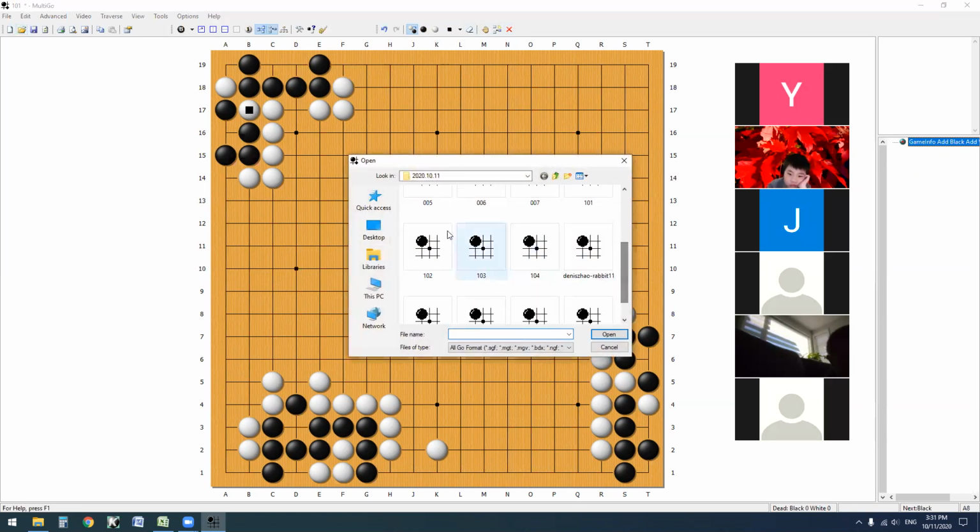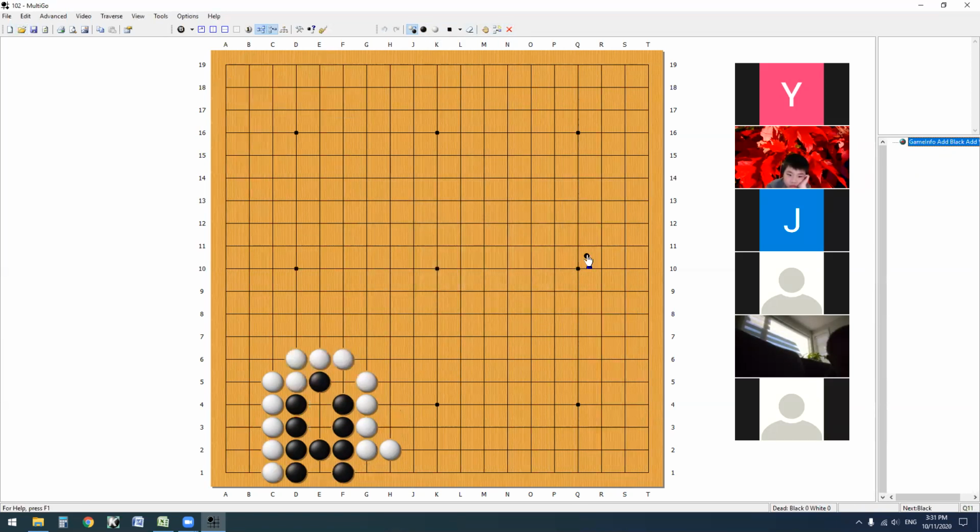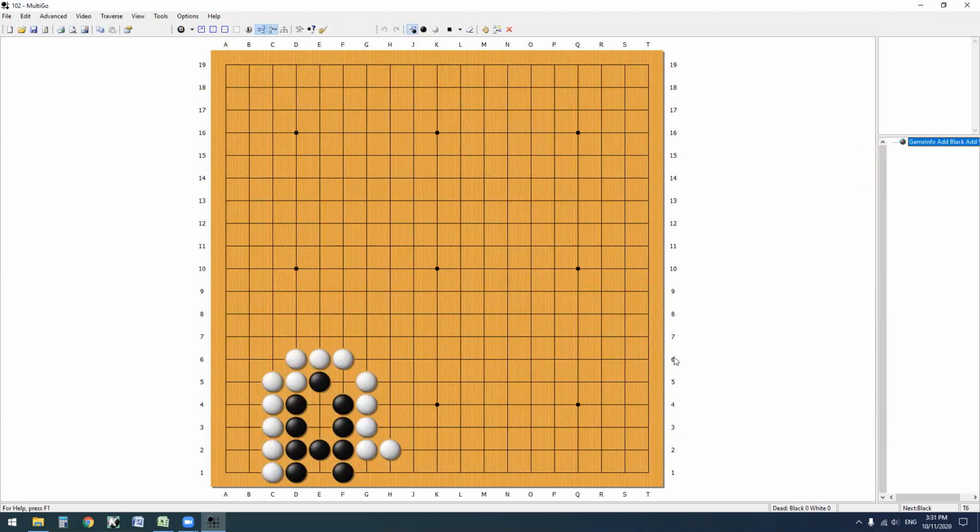Okay, next. How about this one here? Is this alive or is it dead? It is alive. Yes. If you go to F5, it is E5. Oh, F5. Sorry. Yeah, if you go F5, he will connect and you have two big real eyes, right? Two real eyes.